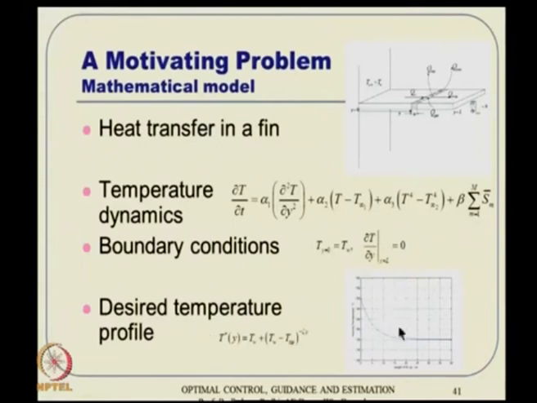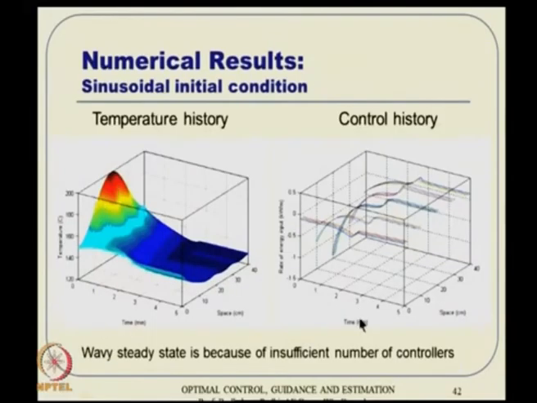Alright, so the desired temperature again remains the same. System dynamics is the same, objective is the same, only that the control actuation is not continuous, but it is a finite set of actuators actually.